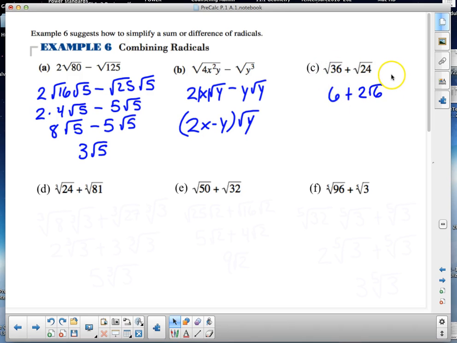What I'd like you to do is give D, E, and F a try using the similar stuff that we just did in A, B, and C. Okay, turn off the video and give it a try. And then turn it back on to check your work.